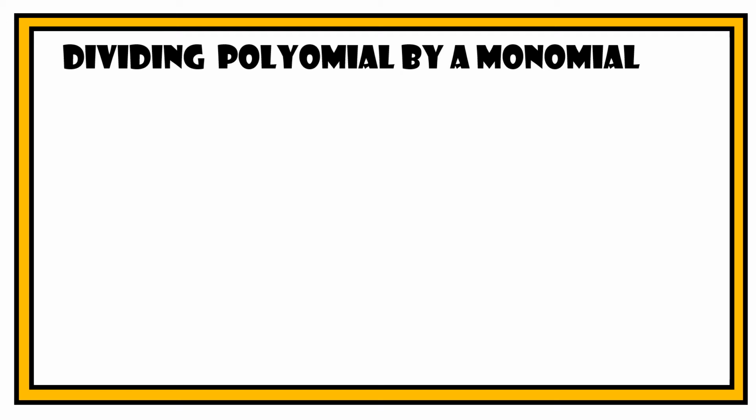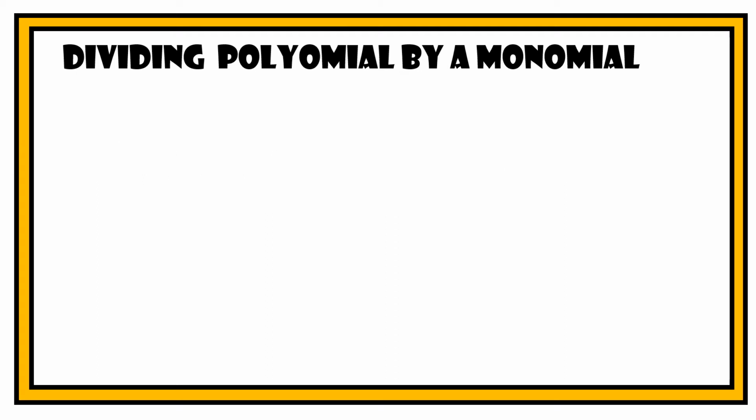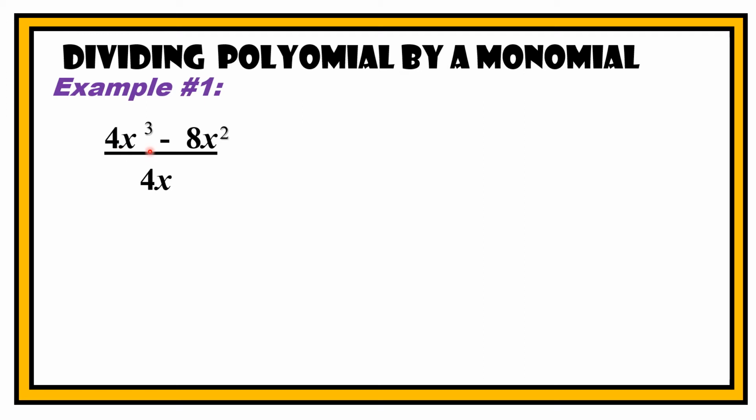Next, dividing a polynomial by a monomial. To divide a polynomial by a monomial, divide each term of the polynomial by the given divisor. Example number 1. 4x cubed minus 8x squared divided by 4x. So, simply divide each term of the polynomial by the given divisor, which is a monomial. So, magiging 4x cubed divided by 4x, then minus 8x squared divided by 4x.